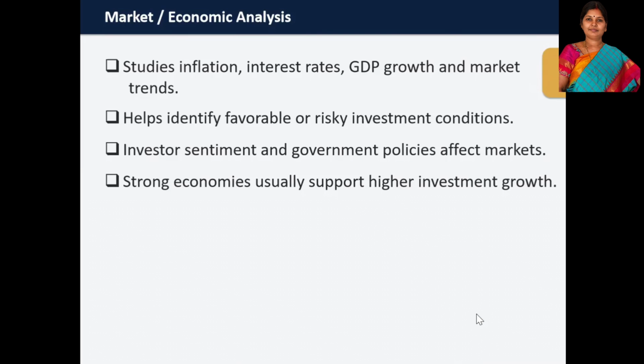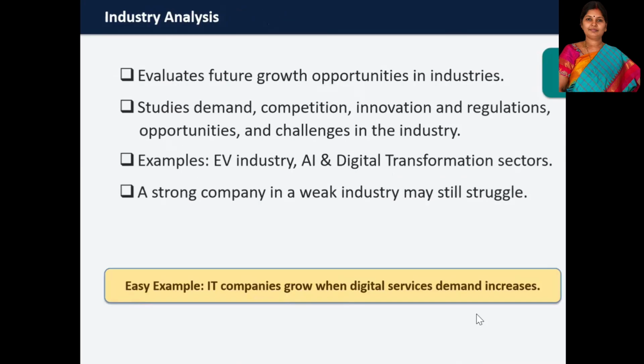Next, strong economies usually support higher investment growth. If the economy is strong, definitely it will support higher investment growth. So we have to check what the present economic situation is. If the economy is not favorable, then it's not the right time to make investments because we can't expect higher growth. If you make industry analysis, you can evaluate the future growth opportunities in industries.